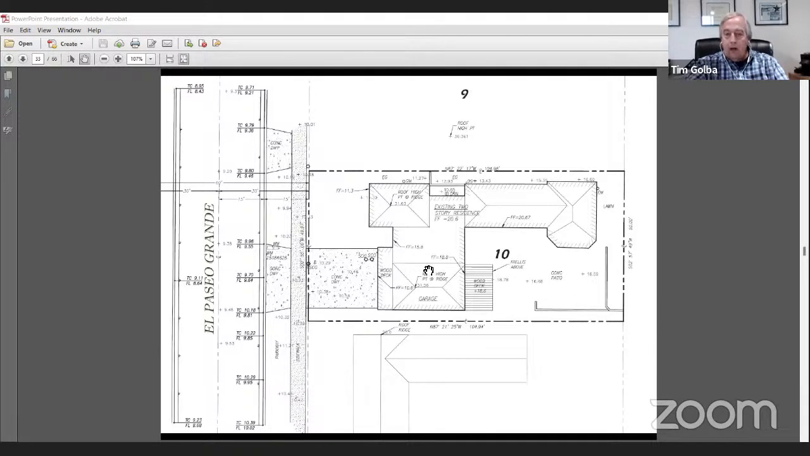So it's worth noting we're not getting any closer to the street. We're not getting any closer to this side yard. We're not getting any closer to the south side yard. Not getting any closer to the rear east yard either. So all of our addition is done well within the already built upon footprint of the site.